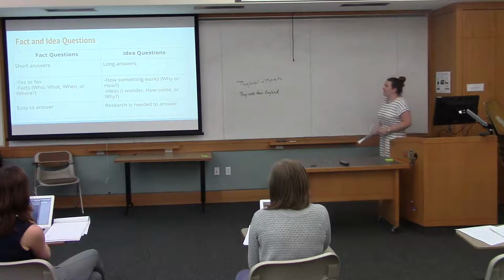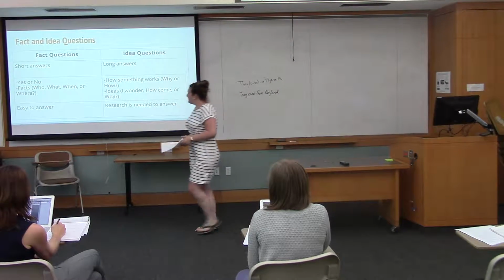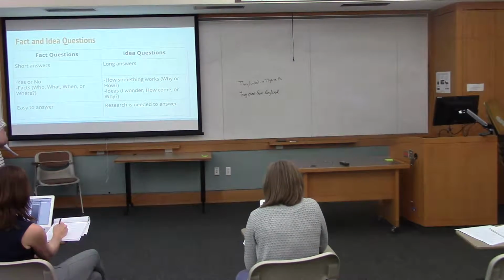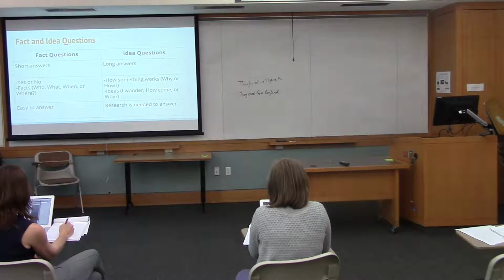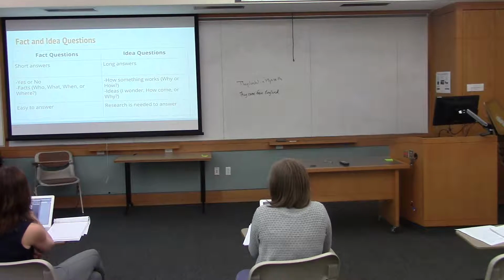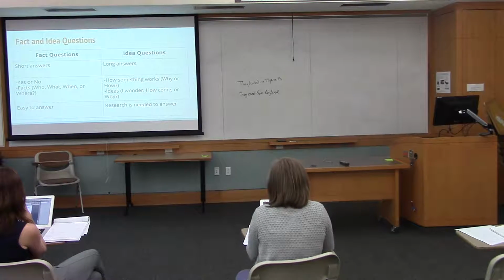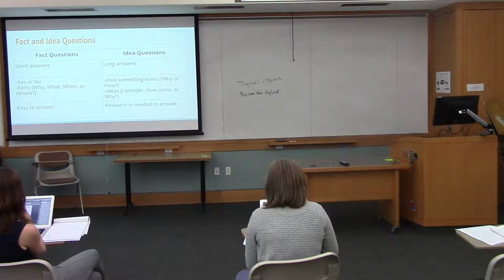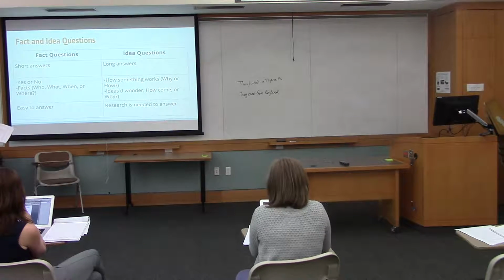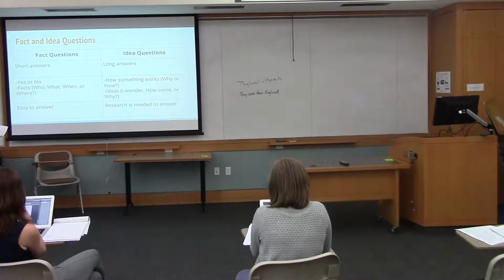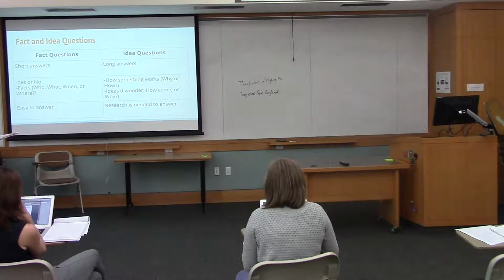So on one side we have fact questions. So fact questions have really short answers. They might be a yes or no question, and they answer things like who, what, when, or where. They're easier to answer because they're often facts that people already know. Idea questions have longer answers and might answer questions like, how does something work? Why or how? Or ideas like, I wonder why or how come? And a lot more research is usually needed to answer idea questions.